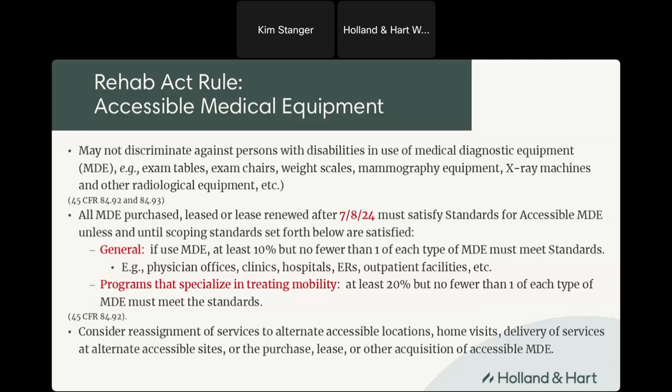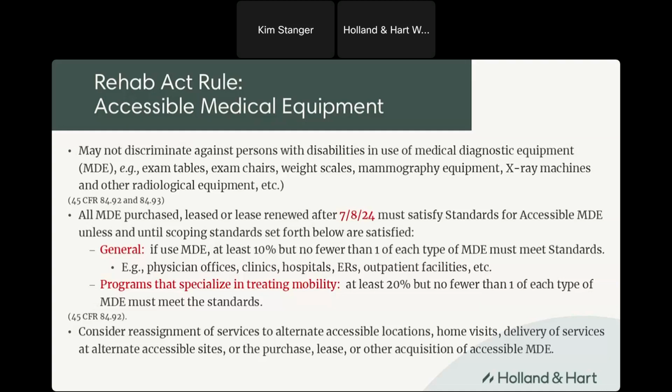So, you've got to make sure that you provide a minimum level of accessible medically diagnostic equipment. The way the rule works, all MDE purchased, leased, or if you've got a lease that's renewed after July 8th of this year, you've got to make sure that equipment, even if it's equipment that you renew the lease on, satisfies the standards for accessible MDE under the government's rules, unless and until the scoping standards set forth below are satisfied.